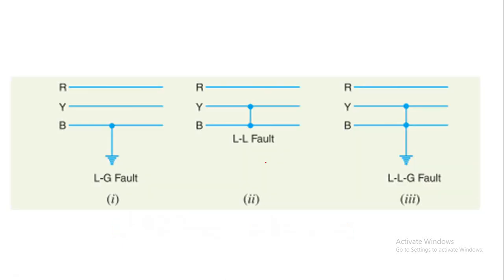You can see the representation. This is a line to ground fault, the fault which occurs between one line and ground. Similarly, a line to line fault occurs between two lines, either between Y and B, or R and Y, or R and B. The line to line ground fault, that is the double line to ground fault, occurs between two lines and ground, either YB and ground, or RY and ground, or RB and ground.